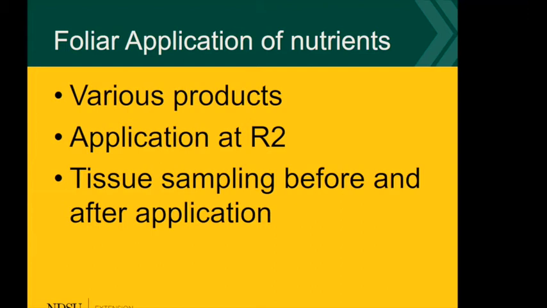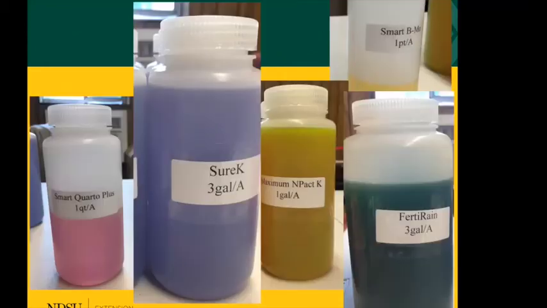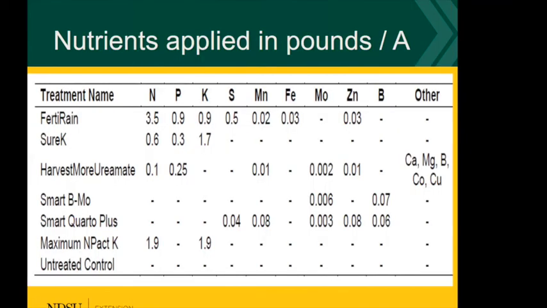There are many products on the market, and we see different situations where there are differences in nutritional status. So what I did is I took random fields without a history of lacking nutrients, and we tried several products at R2, and we did tissue sampling before and after the application. We have a number of products, different rates and different colors, as you can see.